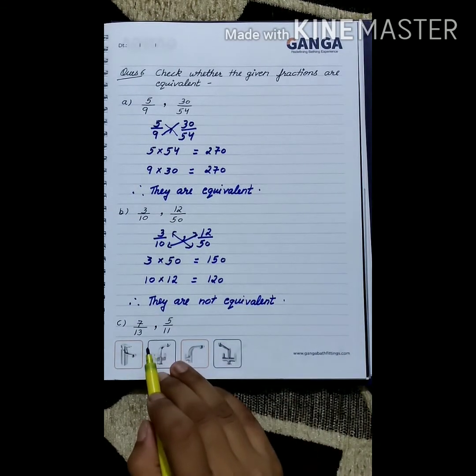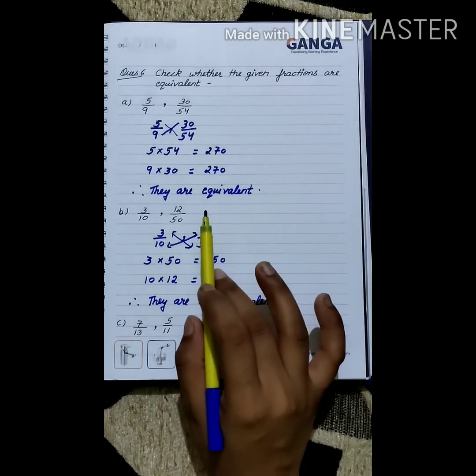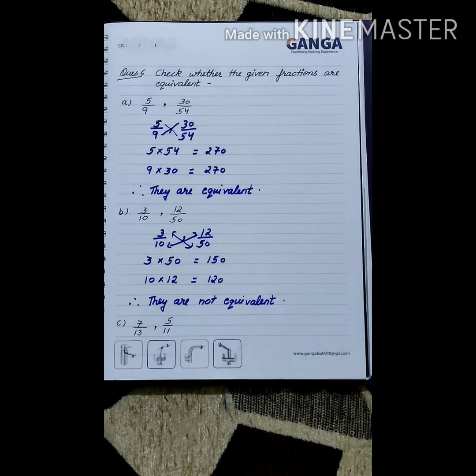C part, 7 upon 13, 5 upon 11. It is quite similar to these previous two parts. So I am giving it to you as homework, try to solve.